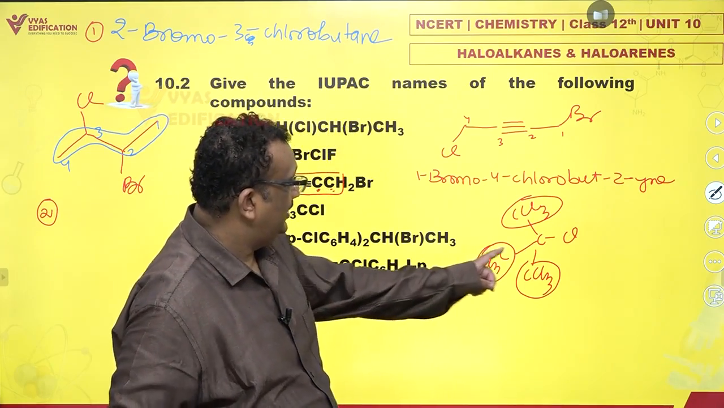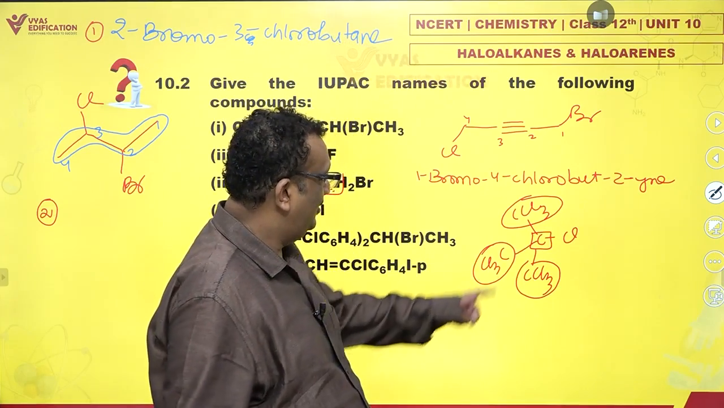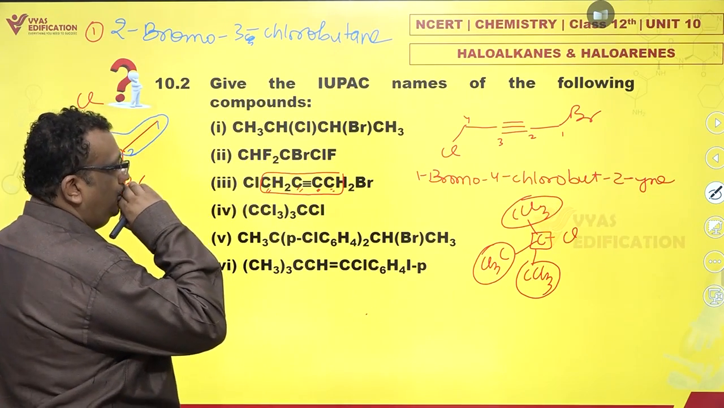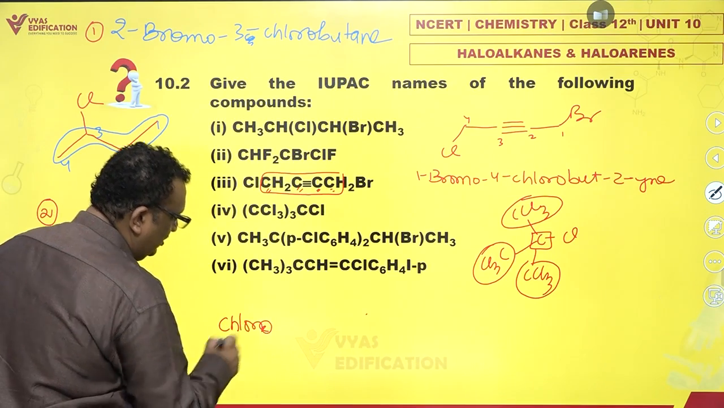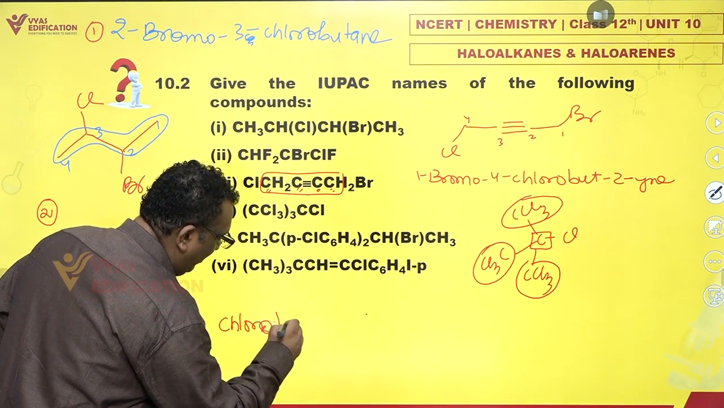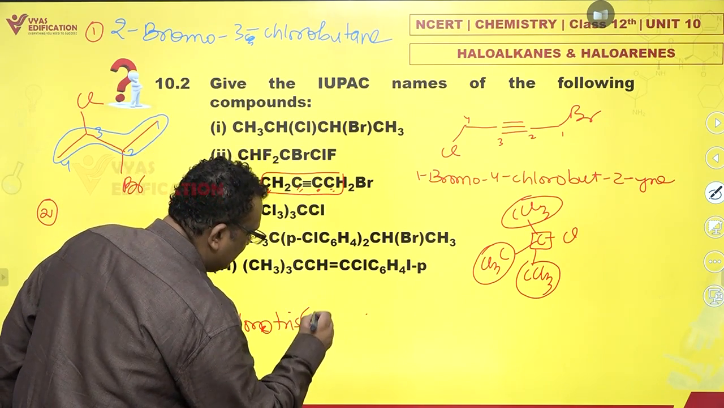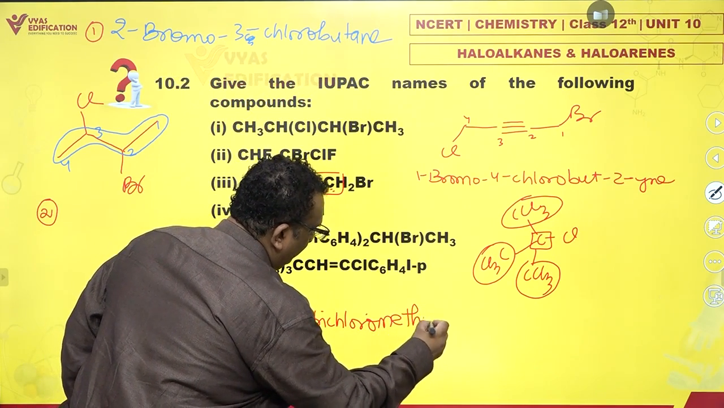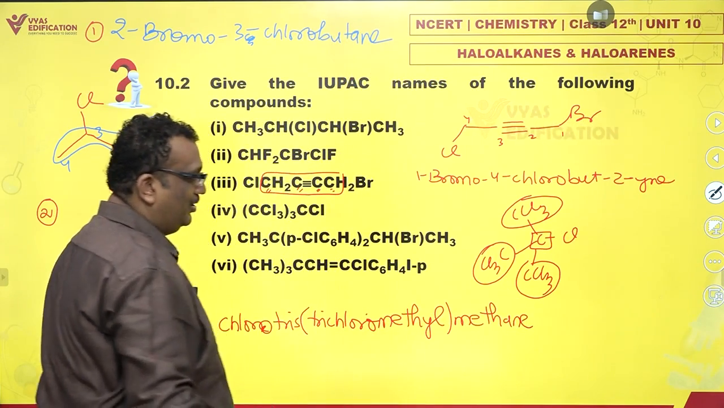Very beautiful name. The parent chain is only one carbon, so this is methane, chloromethane. Chloro, why? Because of one Cl. And then you have 3 groups. Chloro, then I will have tris. Why tris? I will just tell you shortly. This is trichloromethyl methane. Oh my God, that's very dangerous.